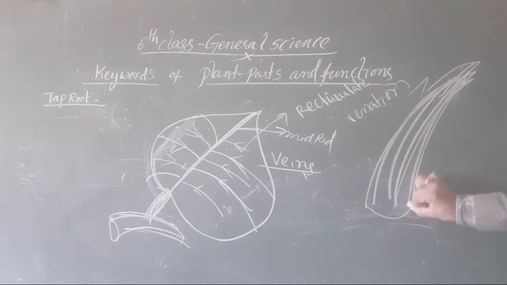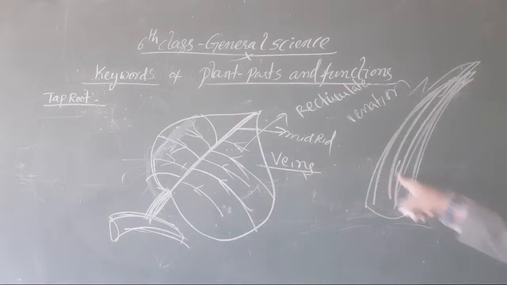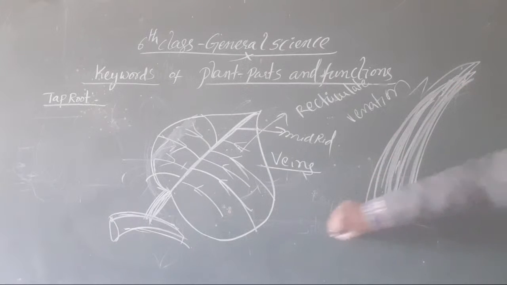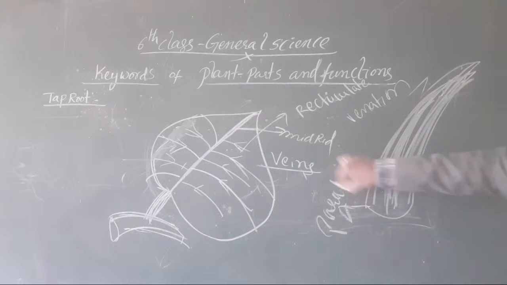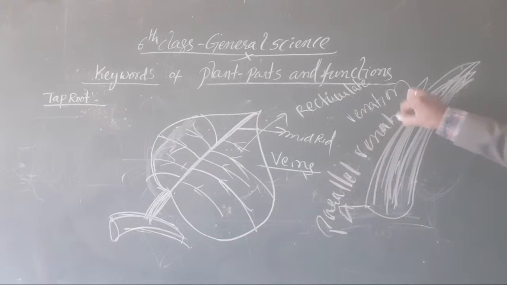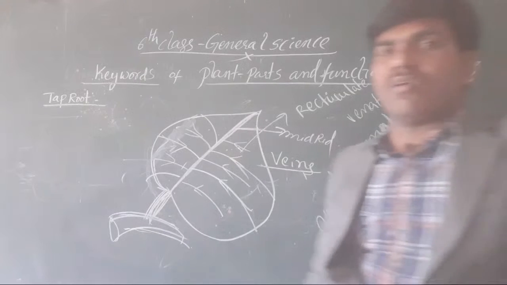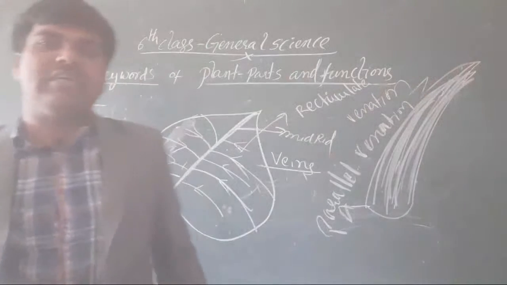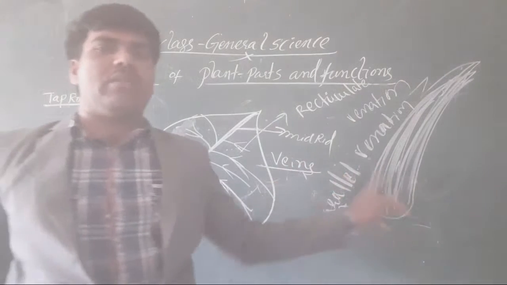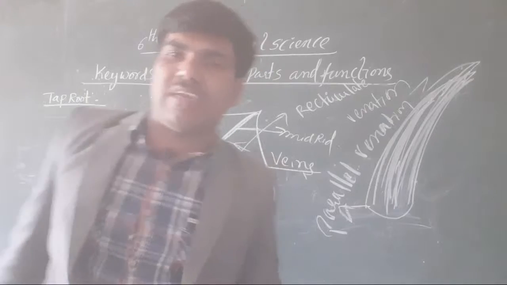In case the veins are arranged on the leaf parallel to one another, that venation is called parallel venation. Understood, all of you? I hope you got it. The veins are arranged in parallel with one another on the leaf. That is parallel venation.